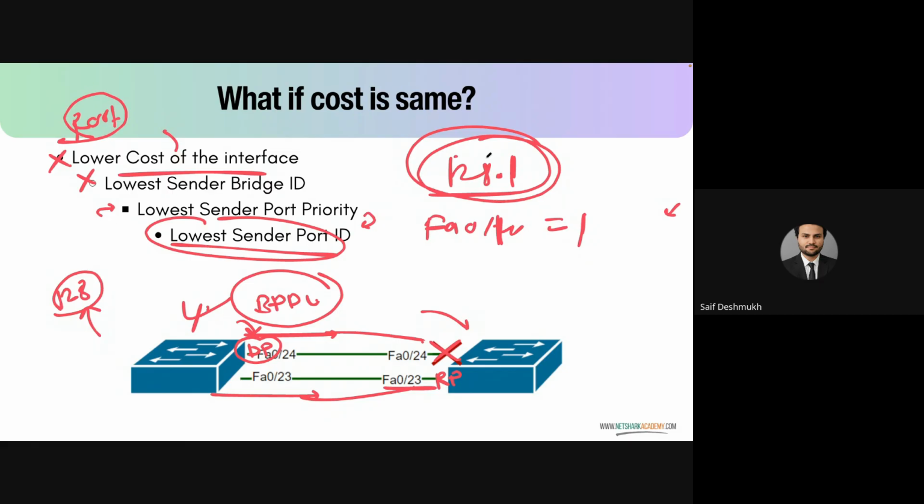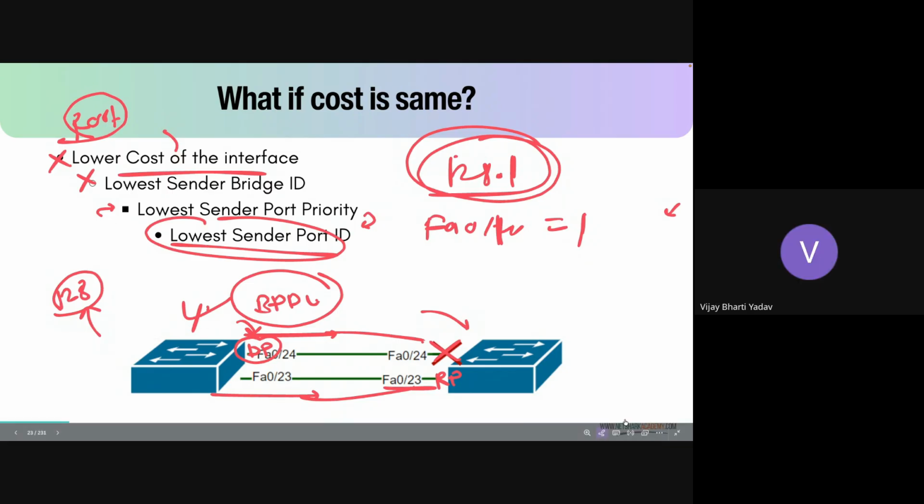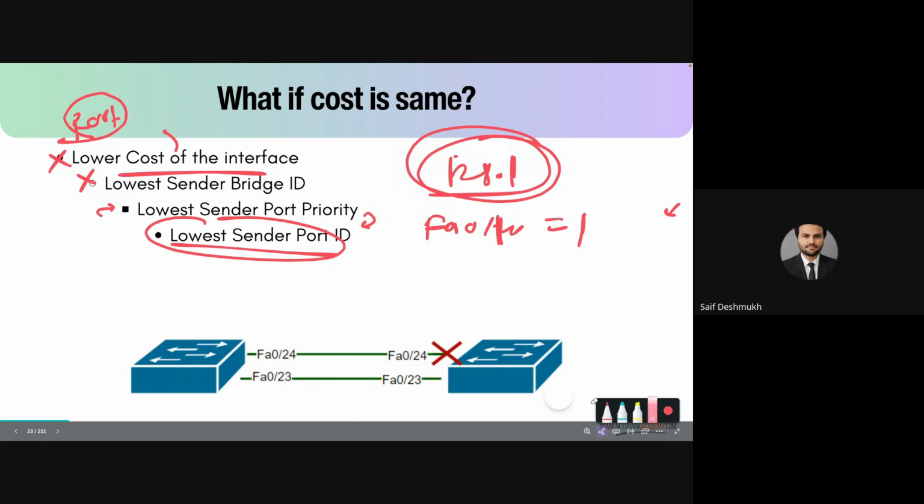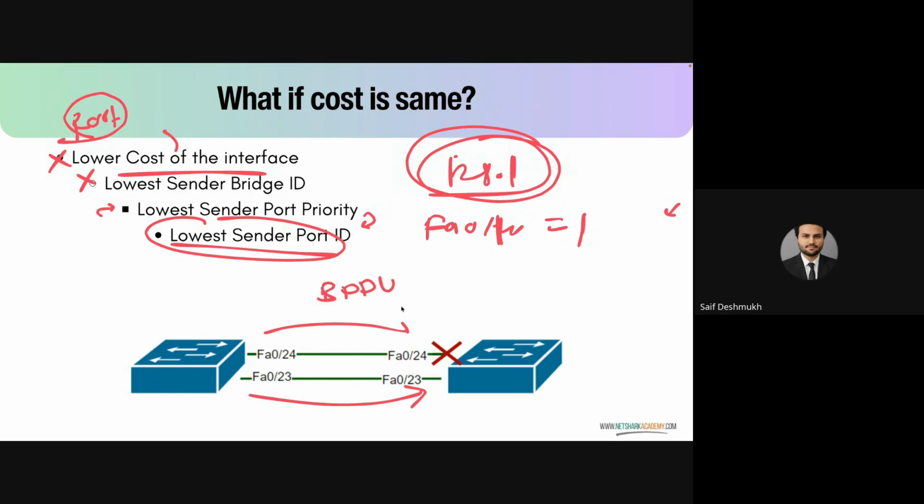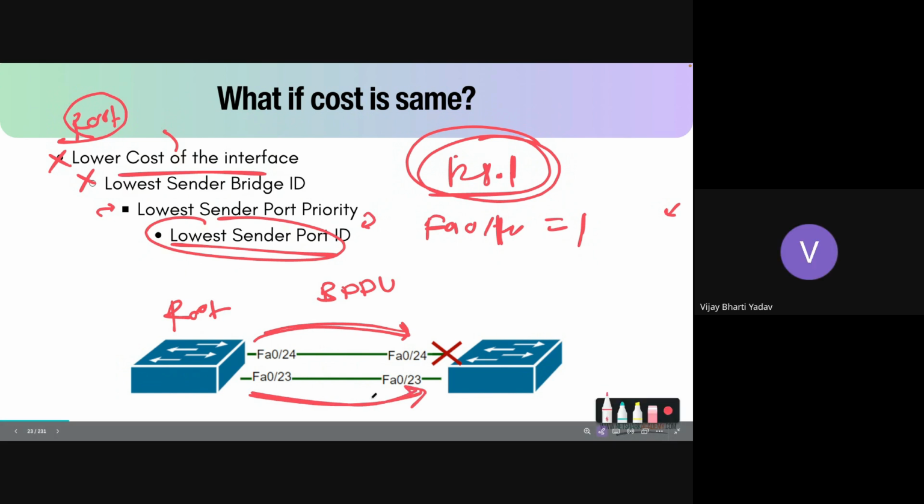It will compare between these two interfaces only, no? The 023 and 025, correct? Yes. Or more precisely, it will compare the interfaces that are receiving the BPDUs. These are the receiving interfaces. This is our root, already elected. This guy was sending the root BPDU in DP state only.